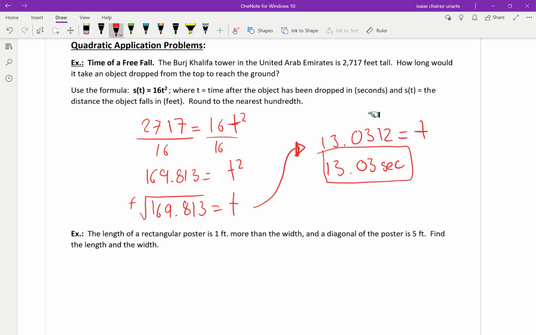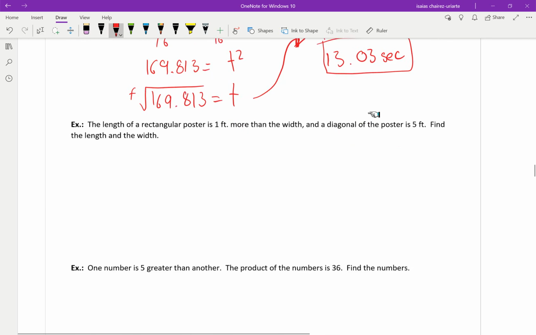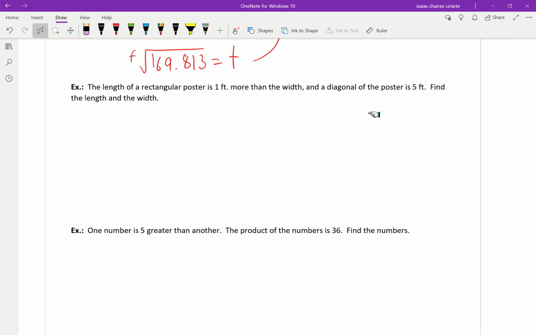Okay, so hopefully we get the same answer here. Let's see, a couple more exercises here. I'm just gonna set them up for you. I'm gonna let you solve the equation on your own. I'm just gonna help you set up the problem. So the length of a rectangular poster is 1 foot more than the width, and a diagonal of the poster is 5 feet. Find the length and the width.